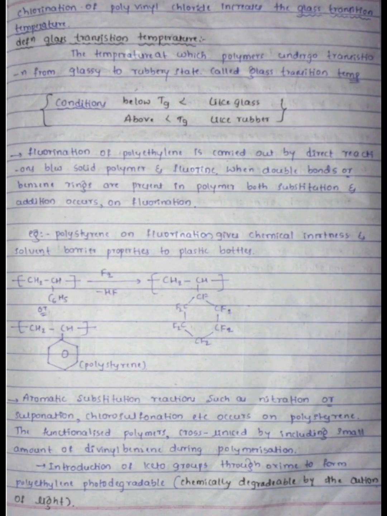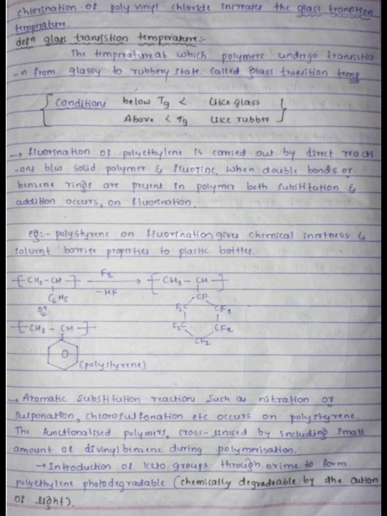Next, definition: glass transition temperature. The temperature at which the polymer undergoes transition from glassy to rubbery state is called the glass transition temperature. Condition: it should be below the glass transition temperature and above the glass transition temperature. Below it will be like glass, and if it is above, then it will convert into rubber.